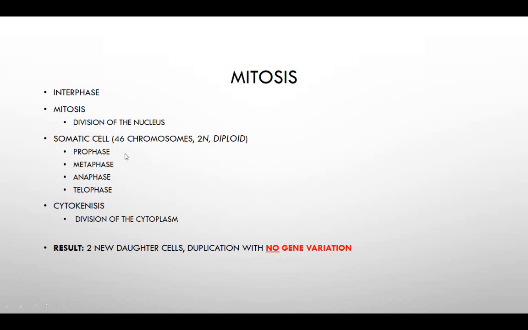These are the four phases of mitosis: prophase, metaphase, anaphase, and telophase. We're going to go through those in just a minute with the pictures. Then at the very end of this whole process, we get cytokinesis, which is the division of the cytoplasm, which essentially makes two new daughter cells, as you can see down here. This is a duplication process, and we should see exactly the same DNA going into these two new cells.